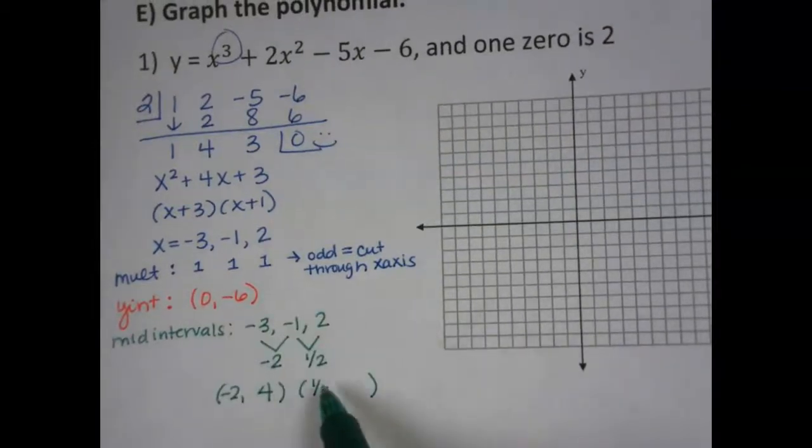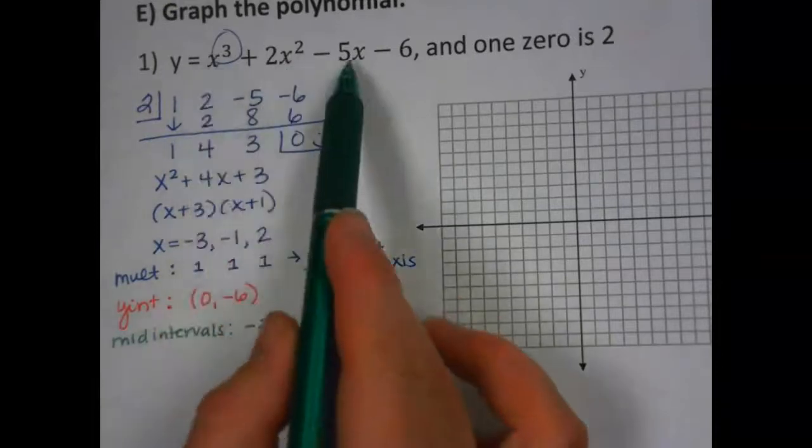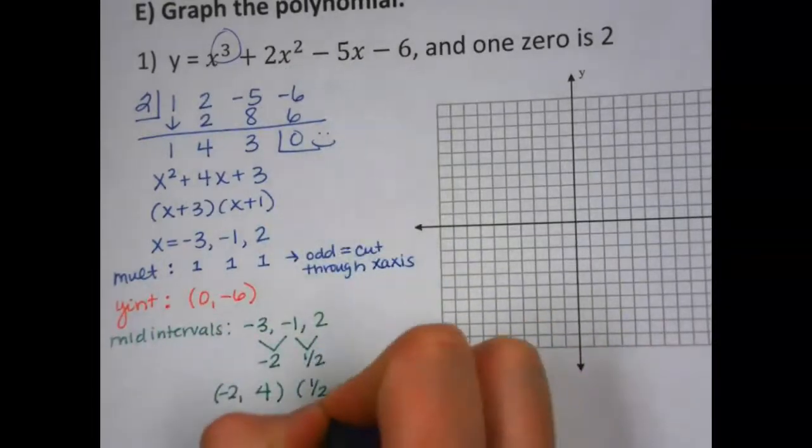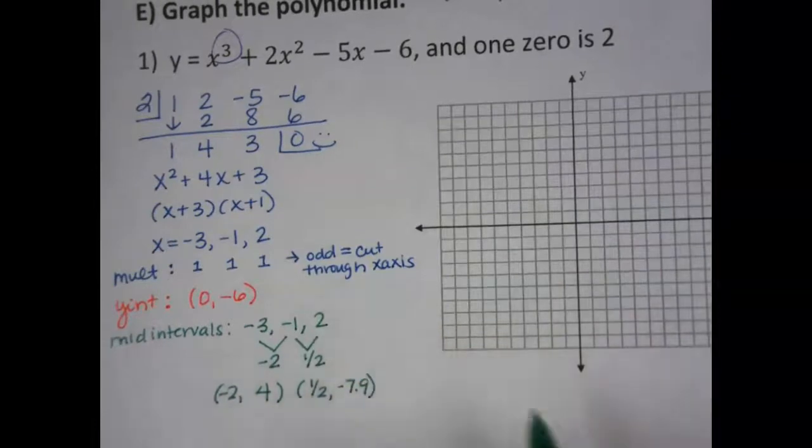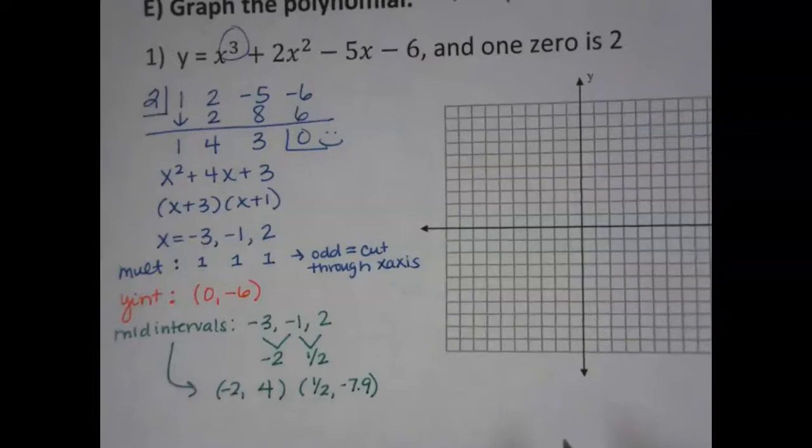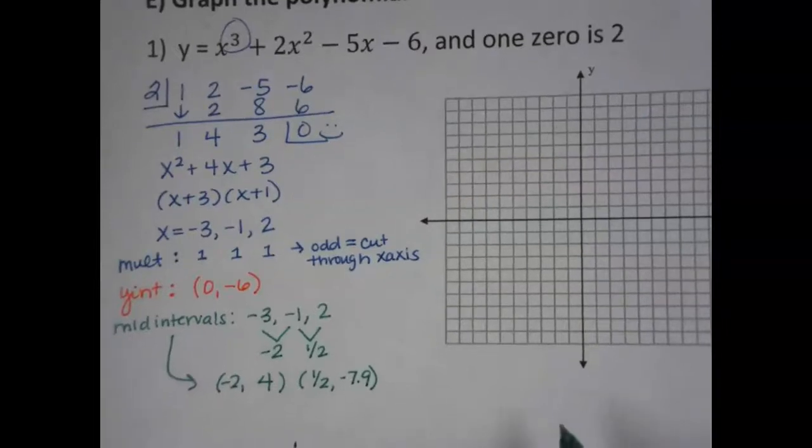Then I'm going to do the same thing with 1/2. Put 1/2 in up here, solve it out, and I get -7.9. So those are my mid-intervals, (-2, 4) and (1/2, -7.9).